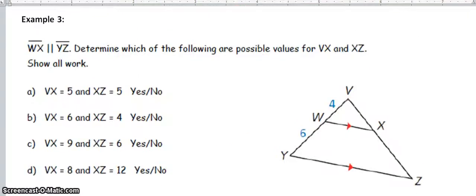And one more example is just kind of looking at which ratios are possible, or which side lengths are possible. So you have to think about, okay, the ratio of this to this is 4 over 6. Which ratios of these two sides would be equal? And I'm going to leave example 3 for you to try and think through on your own.